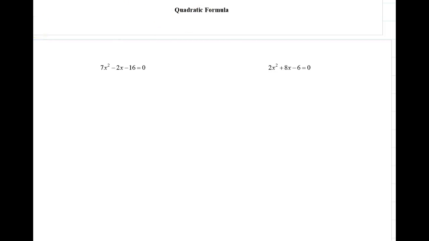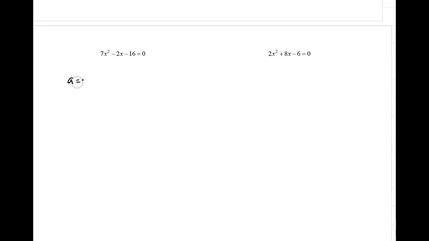Alright, so let's take a look at these next two here. We're going to solve using the quadratic formula. So start by labeling your a, b, and c's. So a equals 7, b equals -2, and c equals -16. This is just because this is in standard form. So a is 7, b is -2, and c is -16.